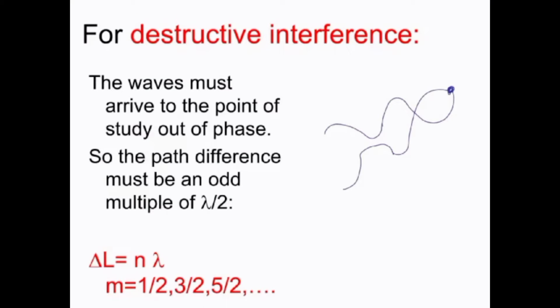As we can see in constructive interference, the waves must arrive at the point of study in phase. But for destructive interference, the waves must arrive at the point of study out of phase, so that the path difference must be an odd multiple of half wavelengths. So m equals 1/2, 3/2, and 5/2.